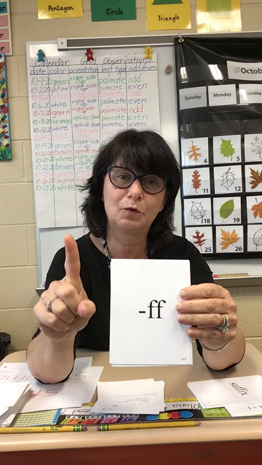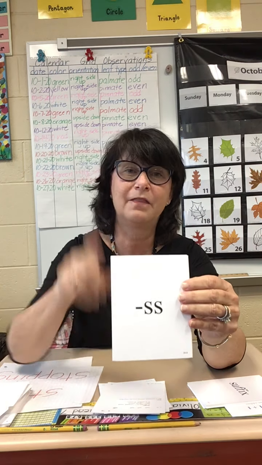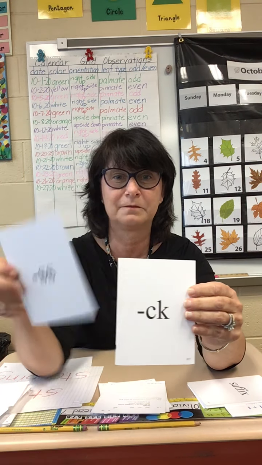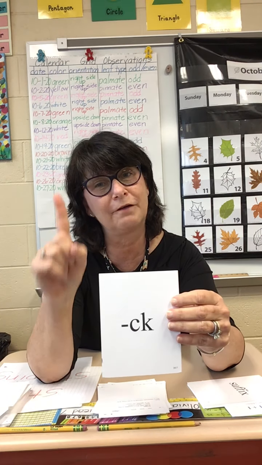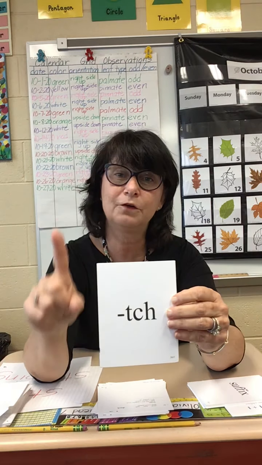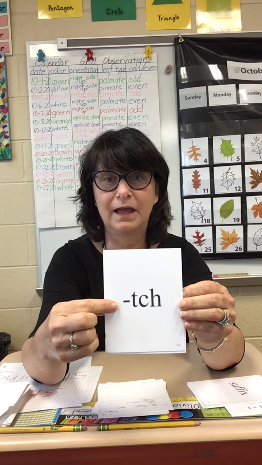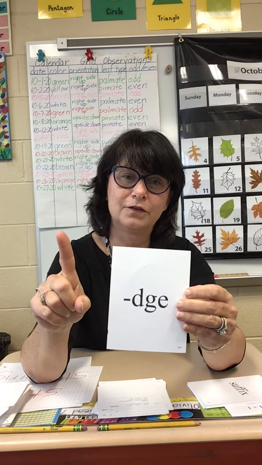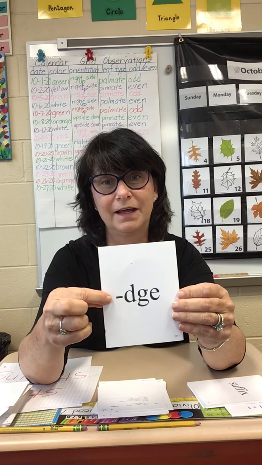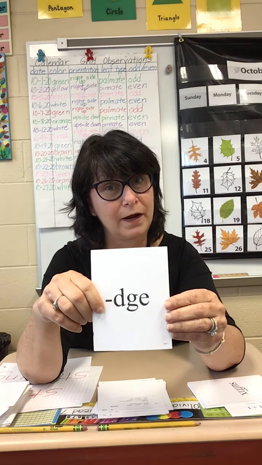At the end of a one-syllable word, after one short vowel, f is spelled ff. s is spelled ss. k is spelled ck. ch is spelled tch. And at the end of a one-syllable word, after one short vowel, j is spelled dge. Again, I hope you're carrying these ideas over into your writing.